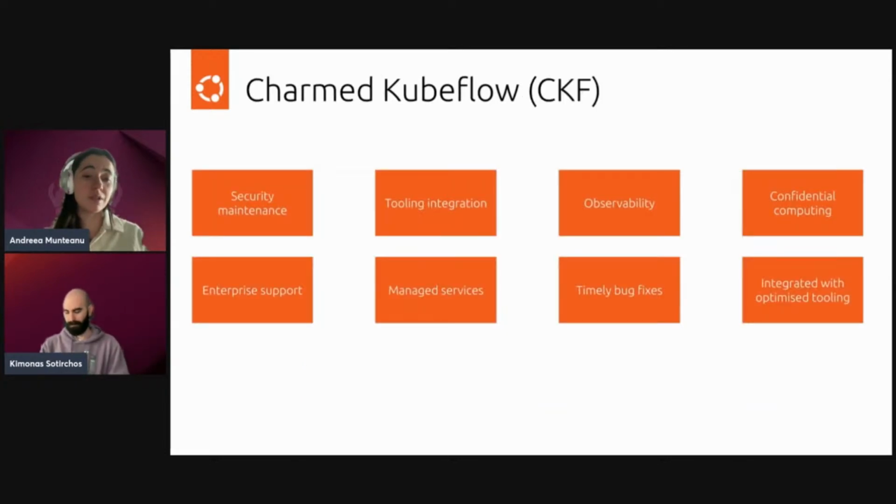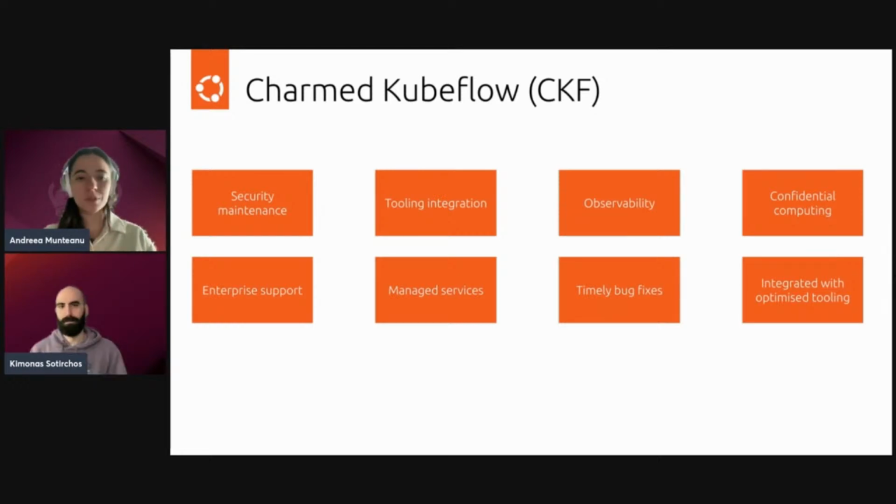Now, what is Charm Kubeflow? Charm Kubeflow, or CKF, as we often call it in short, is one of the official distributions of the project. It is Canonical's distribution of the project as well. We've been involved in the community for at least the last 5 years, and we provide the same capabilities as the upstream project does, but in addition to that, we provide security maintenance of the packages underneath, as well as further tooling integration, whether I think of MLflow or Feast.